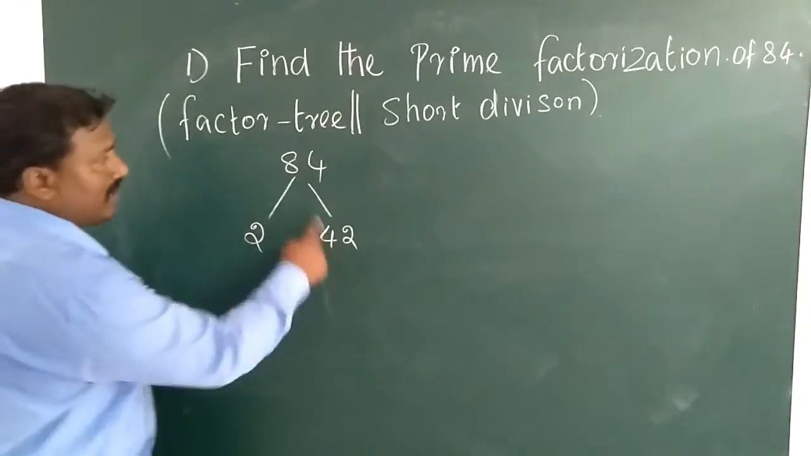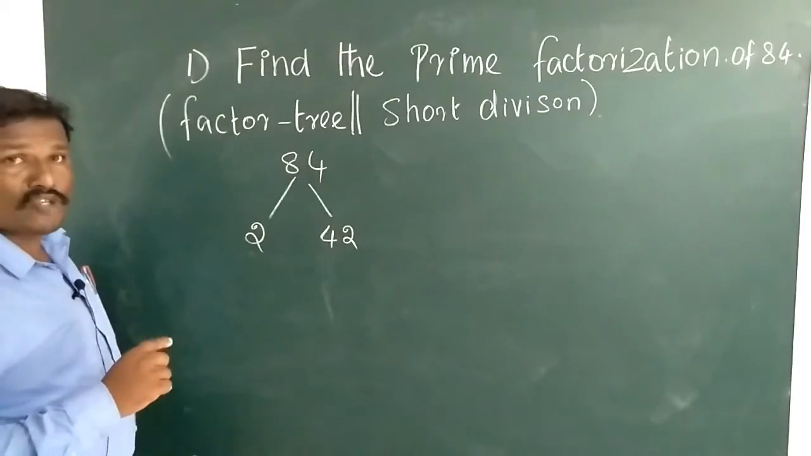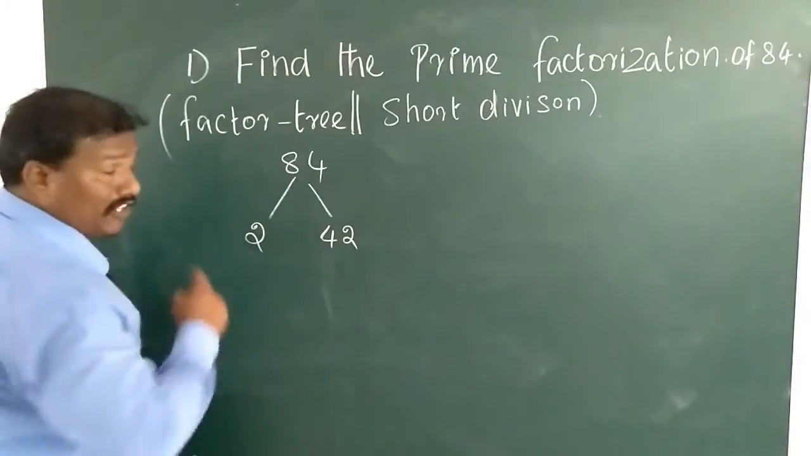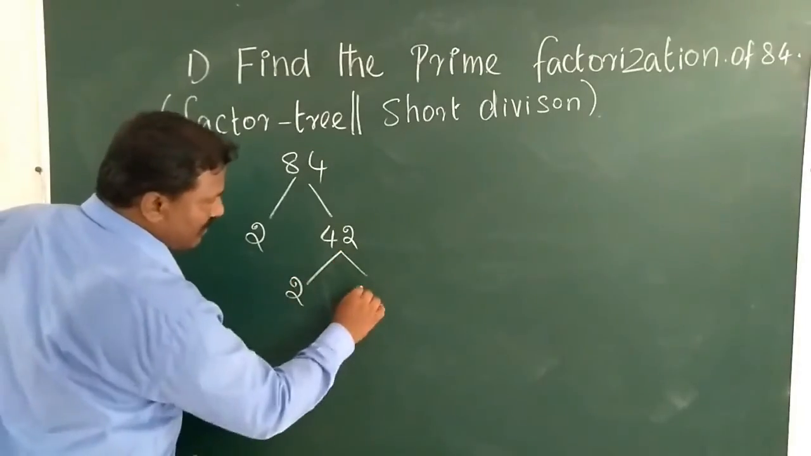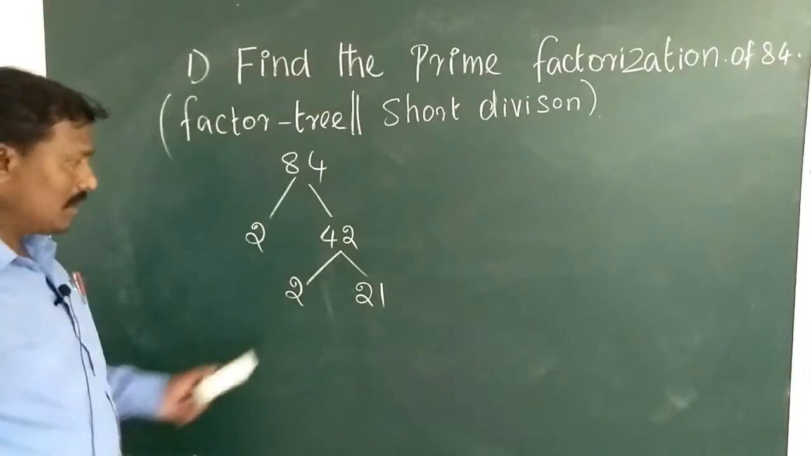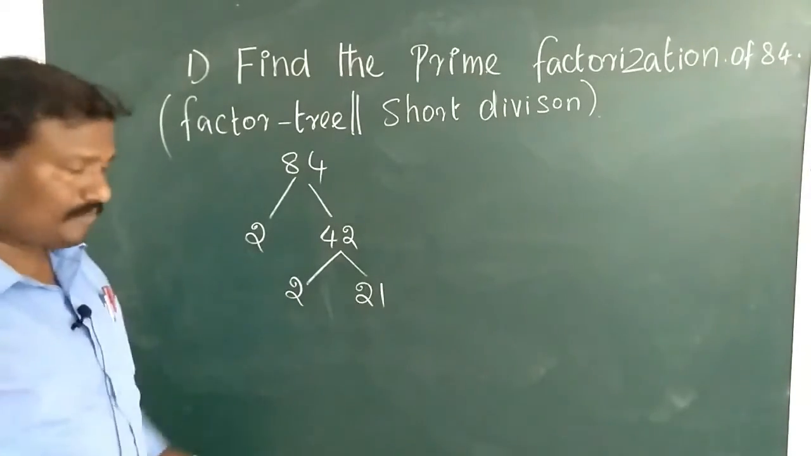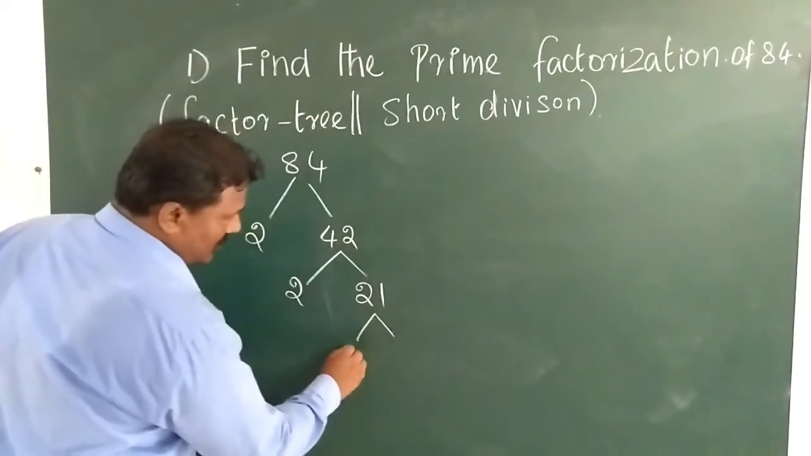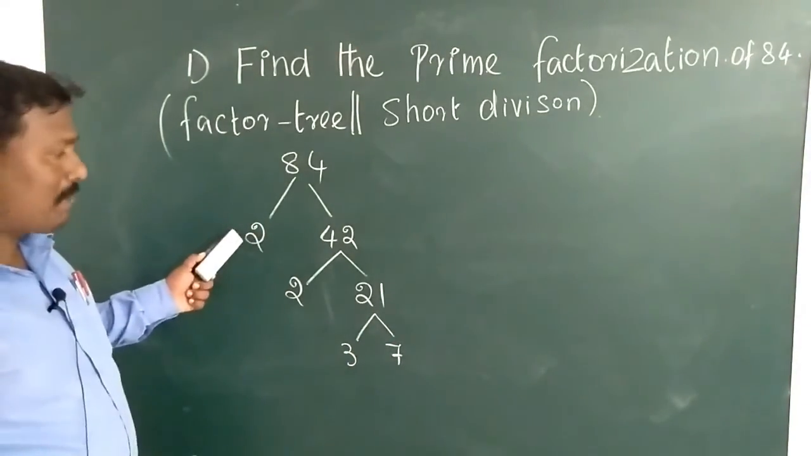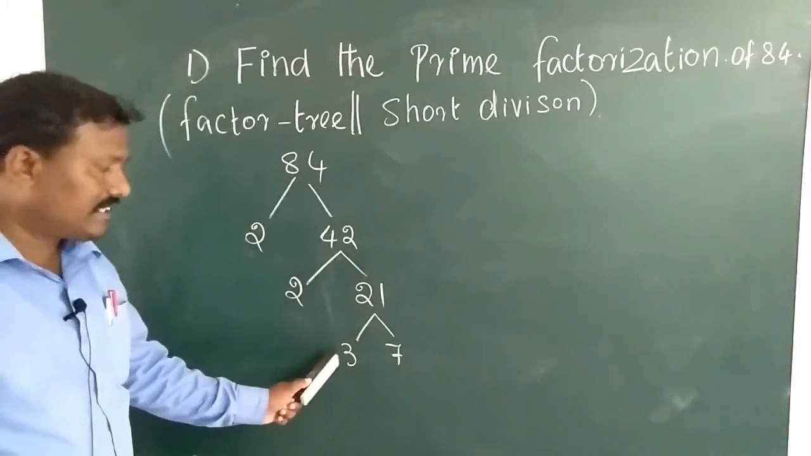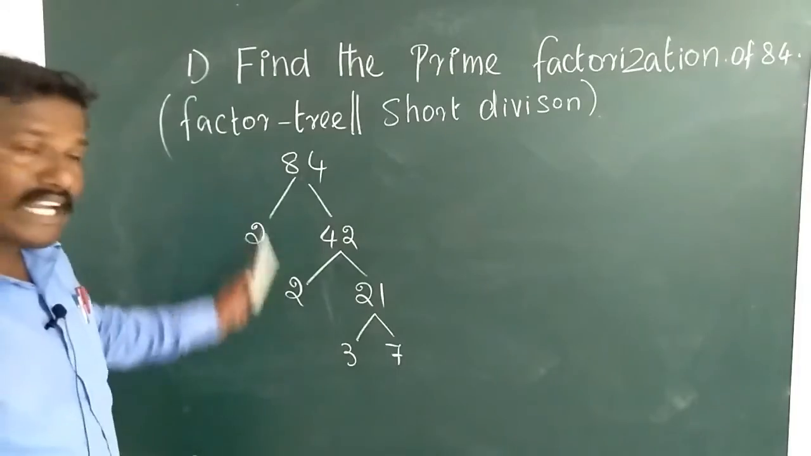So 2 42s are 84. 2 is a prime number, so we can't divide more. But 42 we can divide more. So 2 21s are 42. So we got the prime numbers. We will divide 21 more. 3 7s are 21. So here we get prime numbers. 3 and 7 both are prime numbers. So no need to divide more. We can stop.